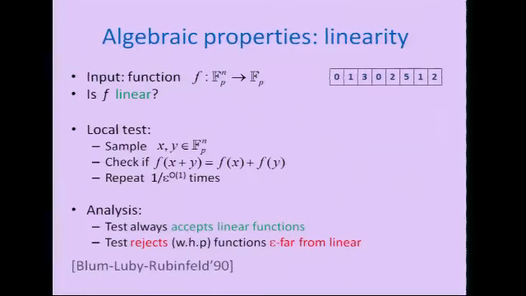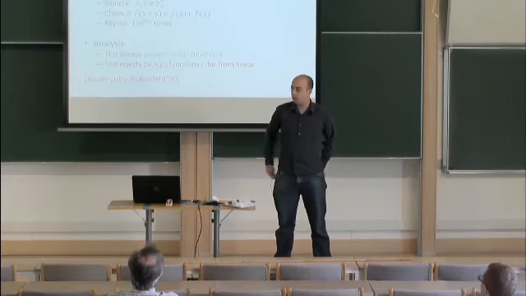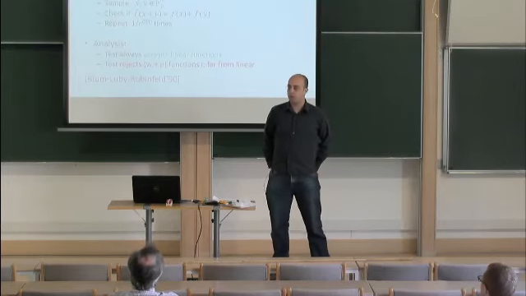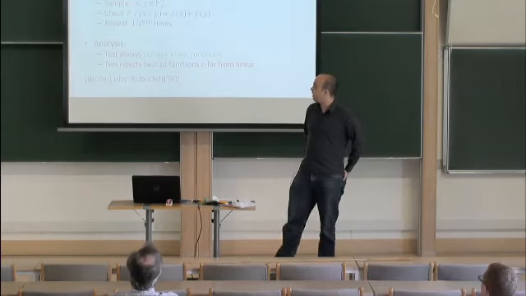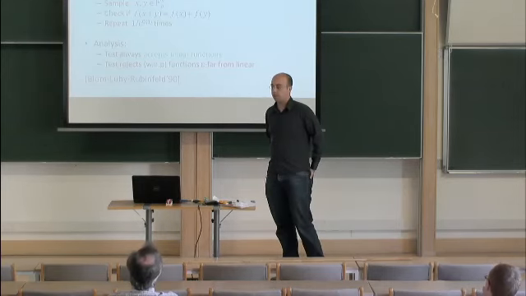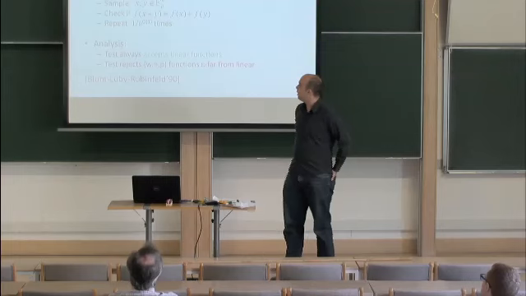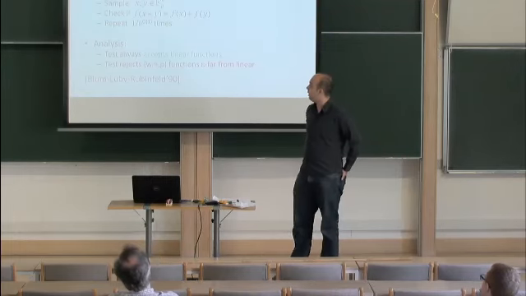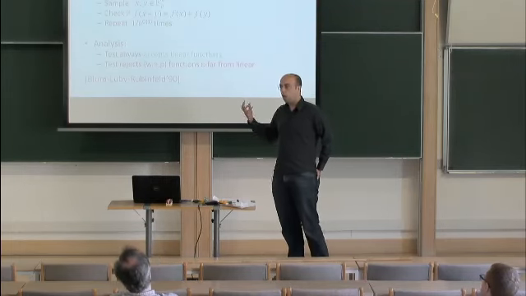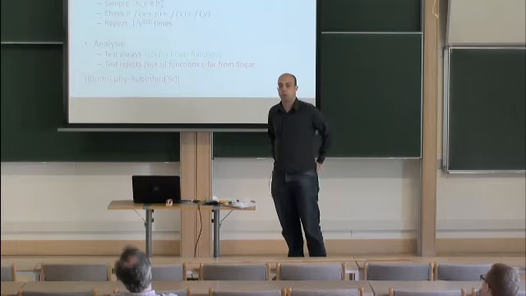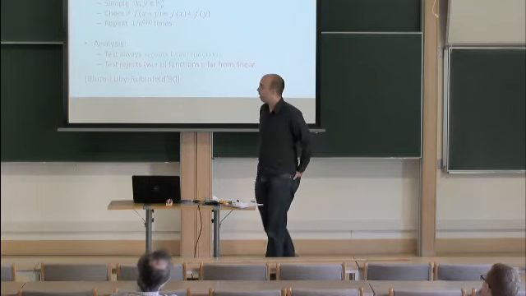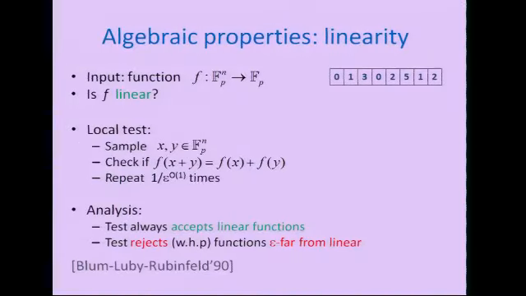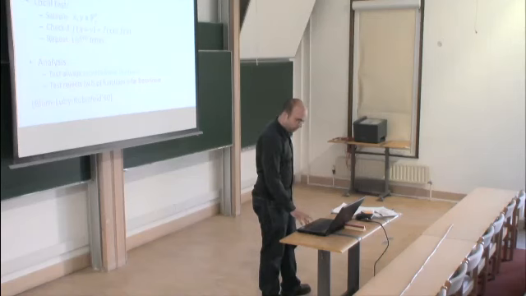If you sample x and y, and evaluate your function on x, y, and x plus y, and check whether the necessary condition holds, that f(x+y) equals f(x) plus f(y), then if the function is linear, you'll always say yes. But if the function is somewhat far from linear, there's a good chance you'll detect a local contradiction to this global property of being close to linear functions. This was done very early on, in the 90s, by Blum, Luby, and Rubinfeld. We'll get back more to that later, this algebraic property testing.